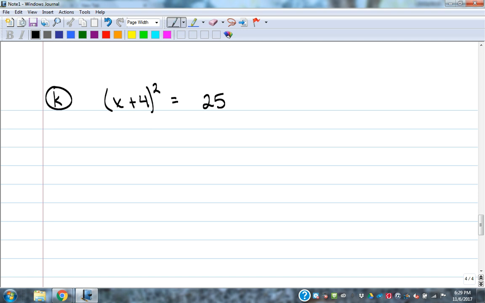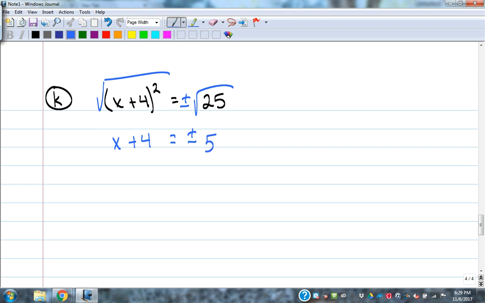Anytime we see something like this, what you want to try to do is, okay, I've got a squared piece equal to a number. I can undo the squaring of that piece by taking the what? Square root. So there's a faster way of getting there. If I take the square root of both sides, don't forget the plus or minus on the side with the number, this square root eliminates that squared piece so that x plus 4 is equal to plus or minus the square root of 25.